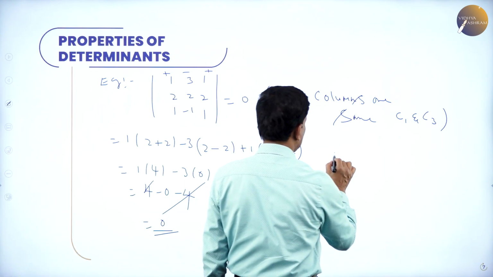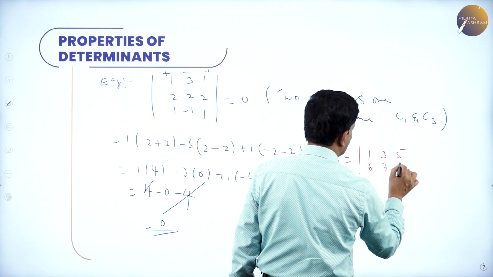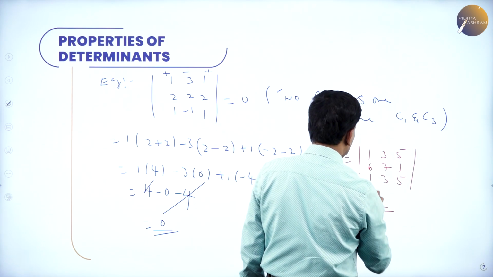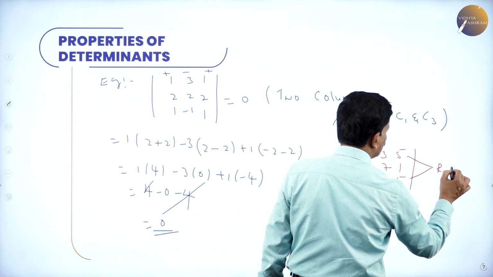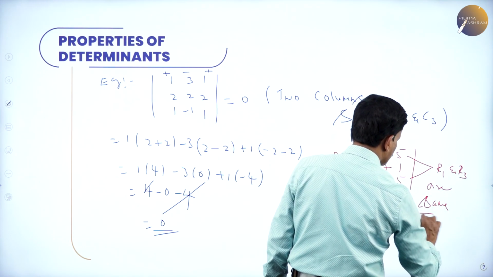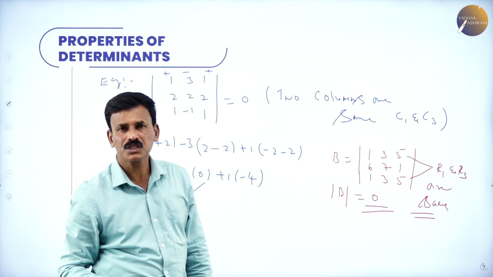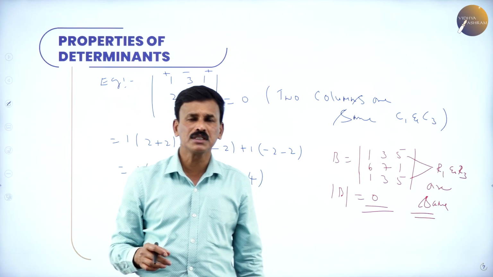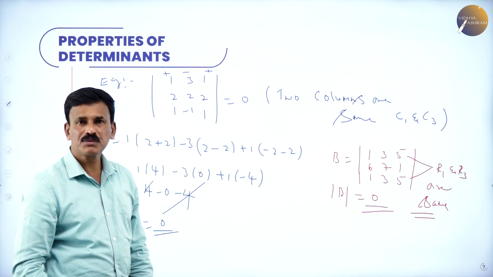Let me take one more example. If B is equal to 1, 3, 5, 6, 7, 1, again 1, 3, 5. Then according to the definition, the value of determinant is equal to 0 because these two rows, that is R1 and R3, are same. So therefore, the value of determinant B is equal to 0, straight away we can put. That's it. Hope you followed. So these type of problems are very, very important. You may expect one property and a problem based on these properties. Now let us come to the next property.